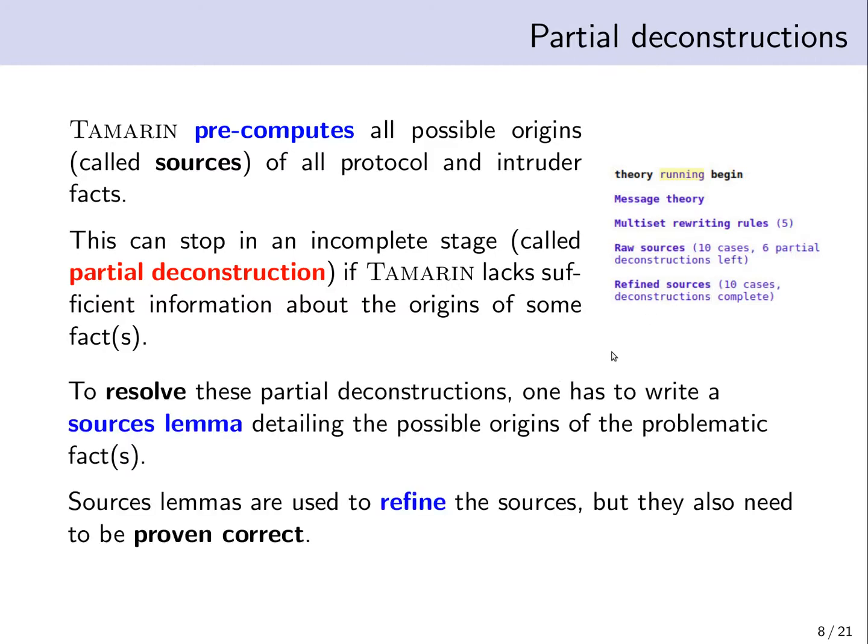So how do we get to a situation where all the deconstructions are complete? Well, essentially we have to help Tamarin by telling it where the problematic facts come from, and to do this we use a sources lemma. This is a special type of lemma that we as a user have to write and add to our model.